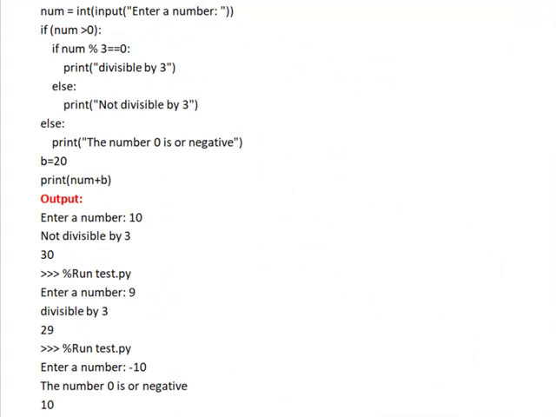To see the example, here number equal to int of input of enter a number, that means read one integer value as user input. After that, compare the value. For example, if the given value is 10, check the condition first. This is the outer if condition. For this outer if condition, the else part is here. Outer if else part.